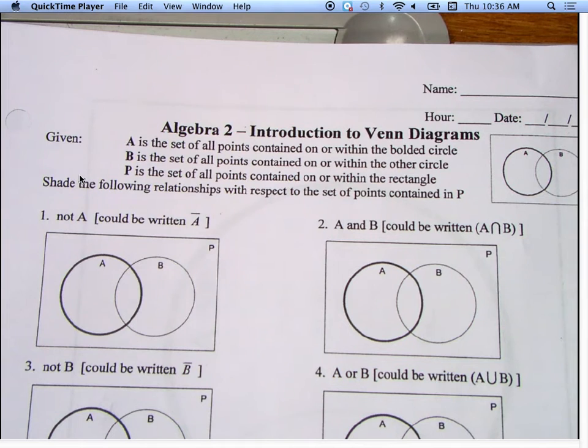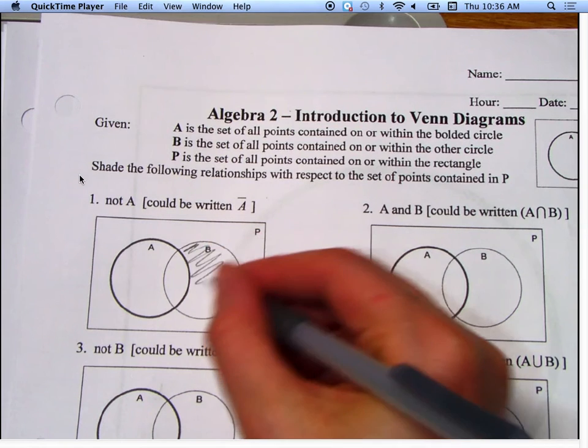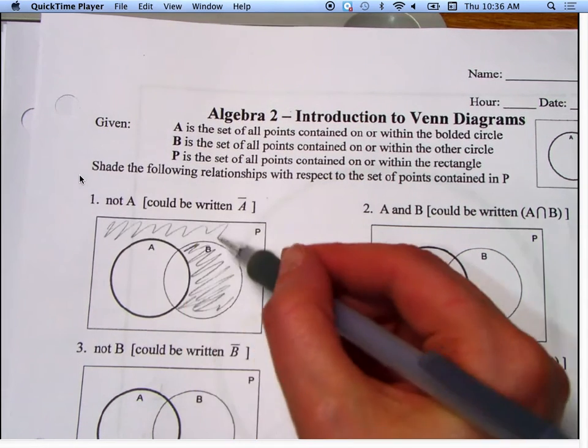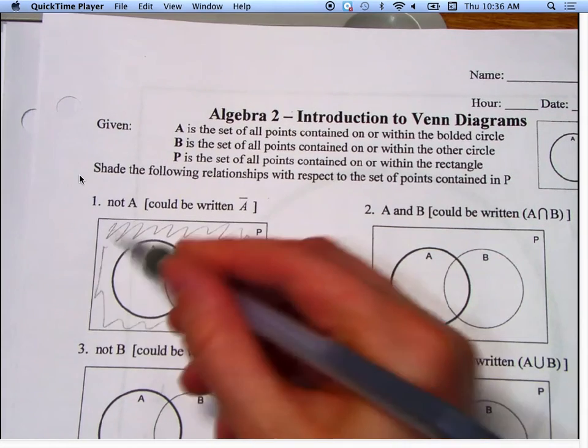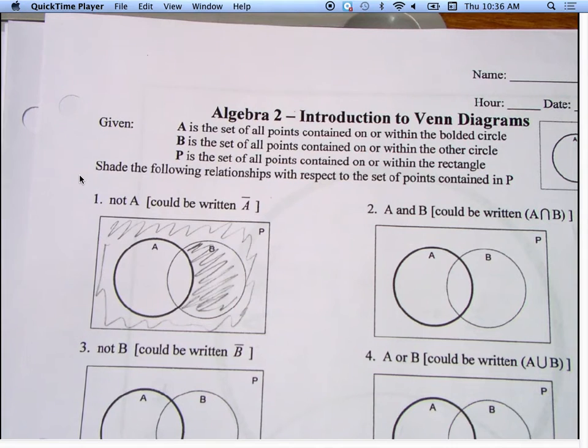Number 1 is not A. So what am I going to shade? Can I shade the union between them? No, and P. Oh, I think I just got it. It's not A, so it can't be anything inside A. Miss Murphy, I think I just understood it. Good.